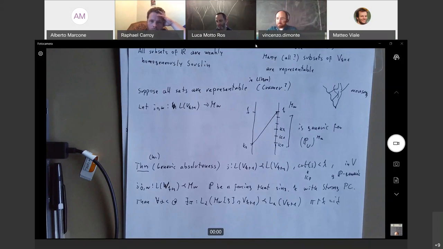But it's not that specific. It should have just a strong precondition. There are many forcings that have a strong precondition. I don't know. We invited Alejandro Poveda, who made his thesis about that, so maybe we'll talk about all such forcings with a strong Prikry condition.